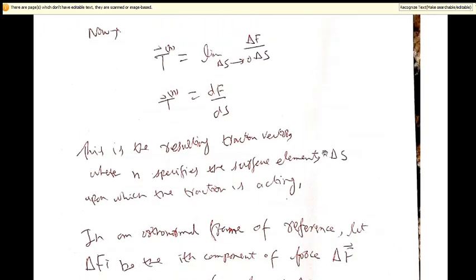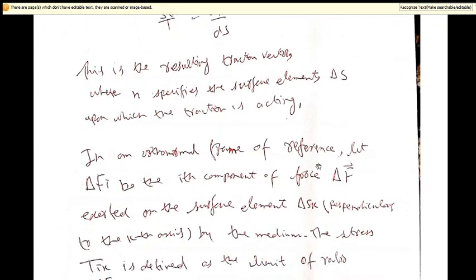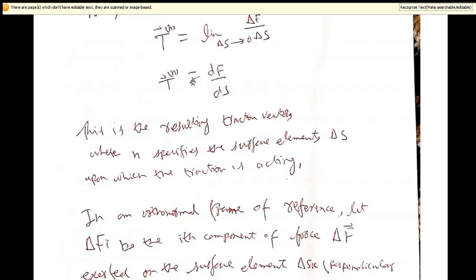Now this is the mathematical expression for traction, and you can learn more about traction by studying the book Waves and Rays in Elastic Continua. Basically, our objective is to define stress. This stress is related to this traction vector.